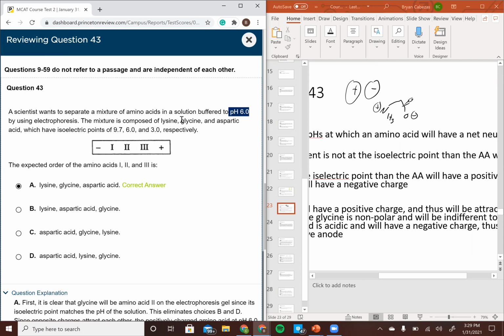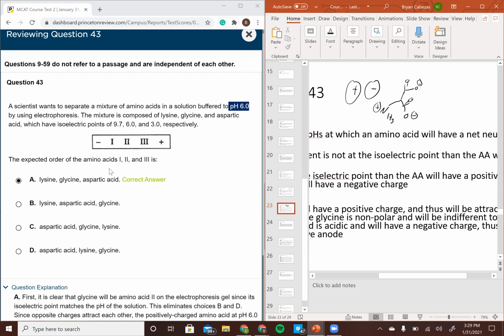Yeah, so the mixture is composed of lysine, glycine, and aspartic acid. Aspartic acid is an acid. It's going to be deprotonated at physiological pH, which means it's going to have a negative charge, right? Just an overall negative charge, because it also has another carboxylic acid attached. So they just have an overall negative charge for an acid at physiological pH or pH of 6. Okay, so basically saying, what would be the order of these amino acids if they were put into this buffered solution in the gel electrophoresis?